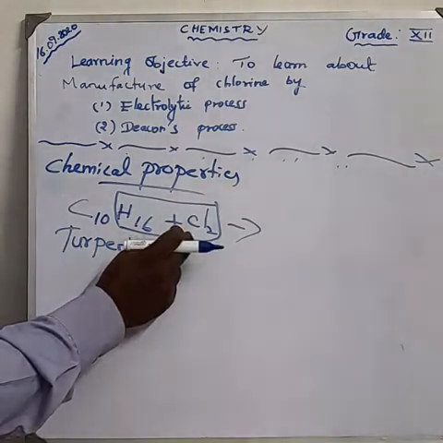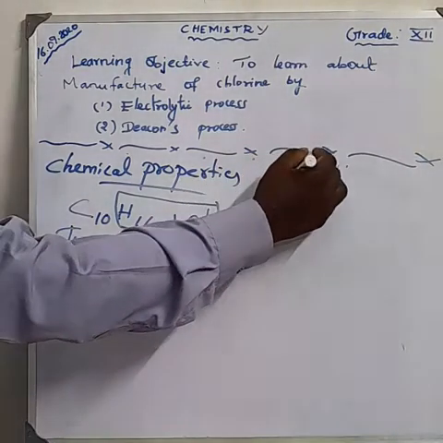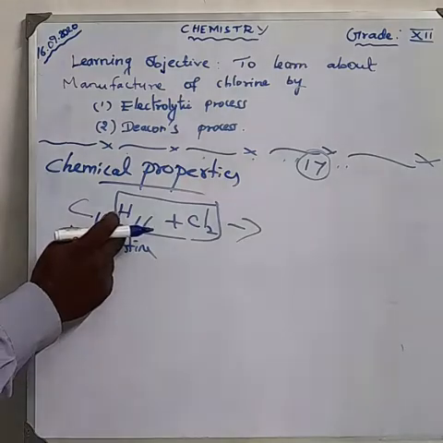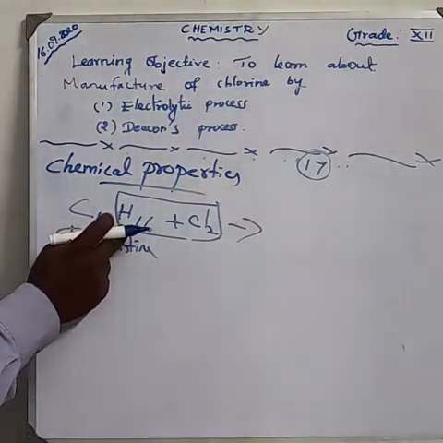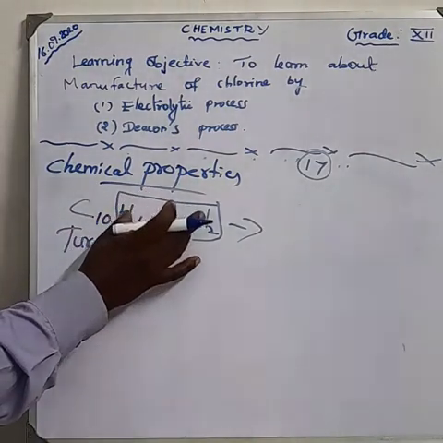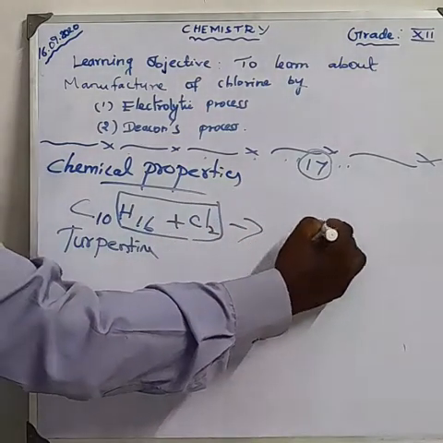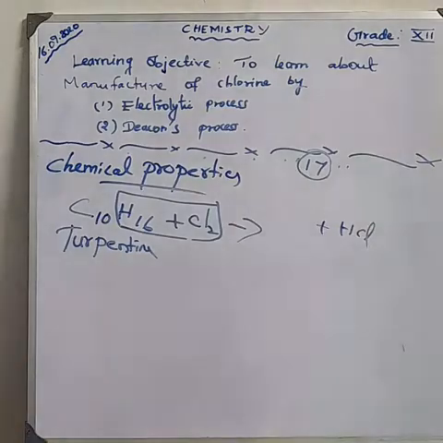It goes to group number 17. The most electronegative elements are chlorine, fluorine, etc. And also hydrogen is an electropositive element, like the alkali metals. It easily combines with hydrogen to form hydrochloric acid, HCl. Okay, HCl, hydrochloric acid.